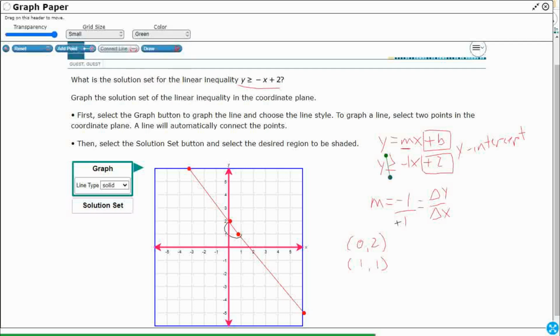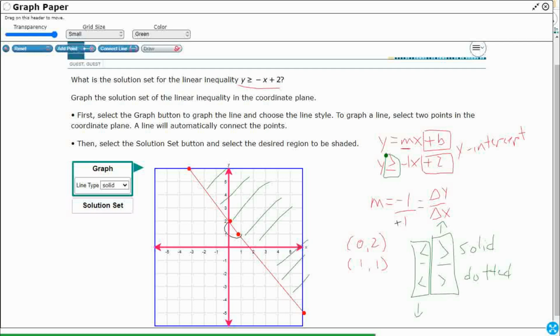And since it's greater than, let's turn it back onto the draw feature. There we go. Greater than or equal to, it's going to be a solid line. Greater than or equal to and less than or equal to are going to be solid. If it's just less than, it's going to be dotted. And then the greater than or equal to is going to shade above the line because it's greater than the line. Less than or equal to is going to shade below the line. So I've got a greater than or equal to, right? So that's what I need to make it look like.